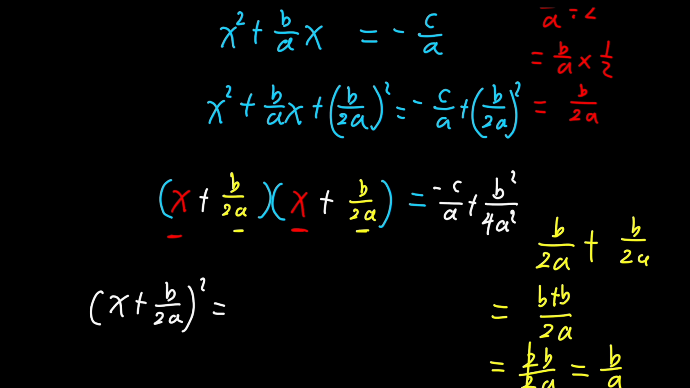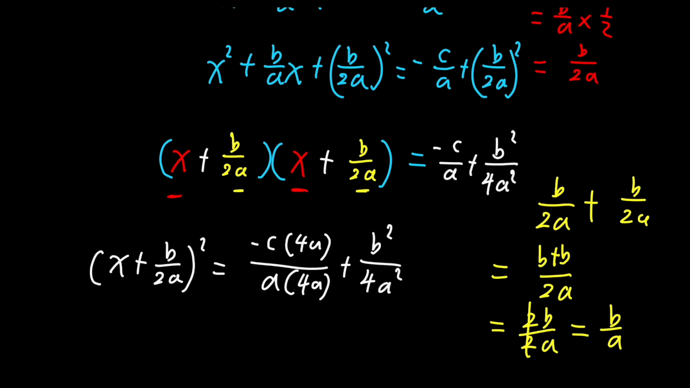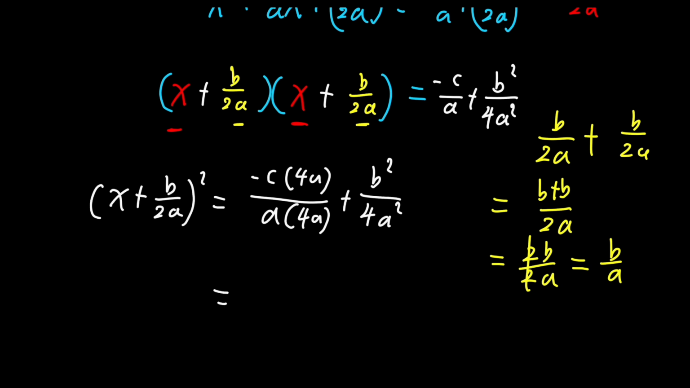So we want to add these two fractions, but we're going to make sure the denominator will be the same. So we can simply multiply 4a and 4a for this first fraction, plus b squared, and then simplify it with negative 4ac over 4a squared.